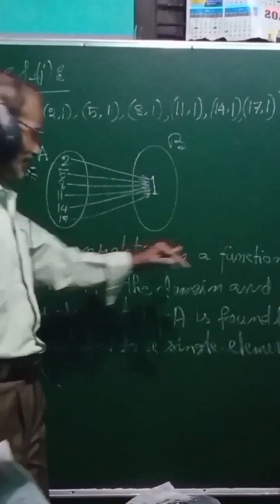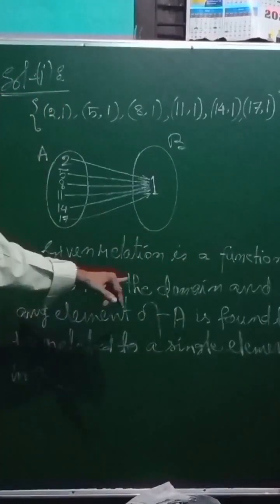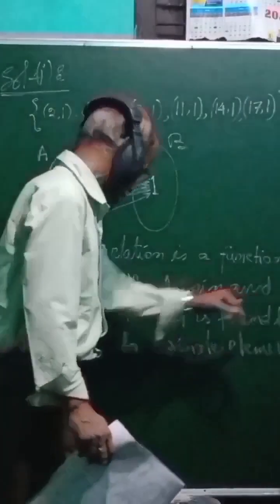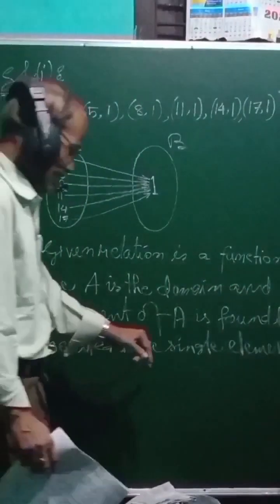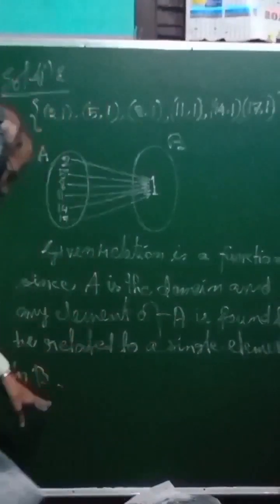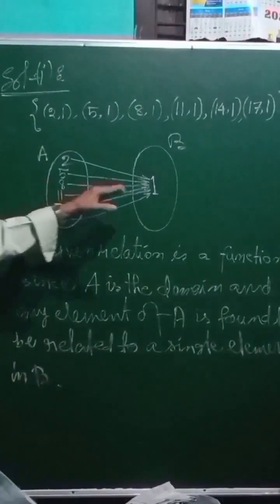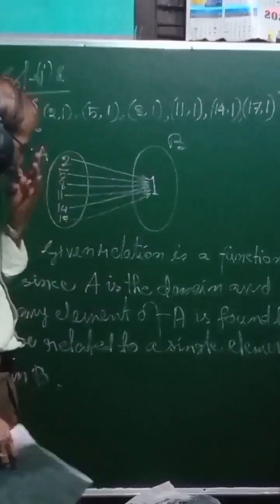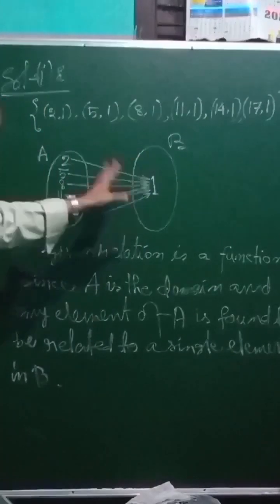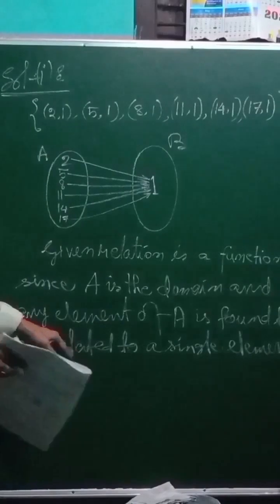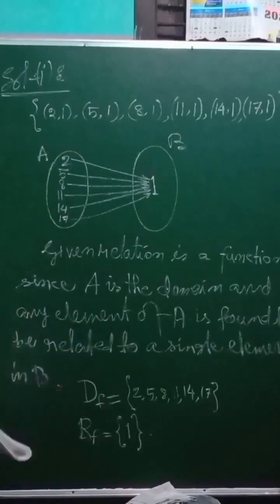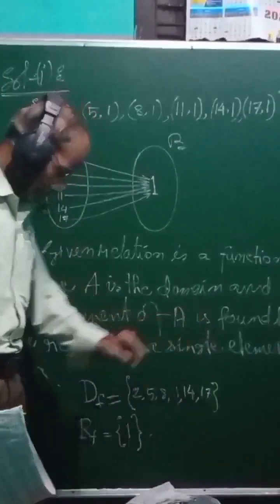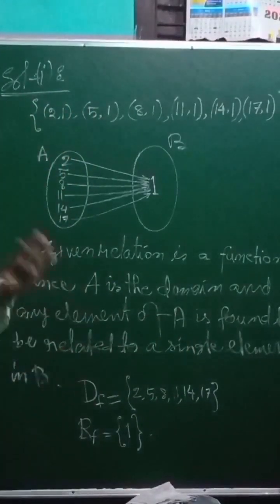Given relation is a function since A is the domain and any element of A is found to be related to a single element in B. Even though it is one for all of them, no problem, but for any individual element we see that it is related to a single element. Now what is the domain and range? Domain of f is equal to 2, 5, 8, 11, 14 and 17, and range is equal to only 1.